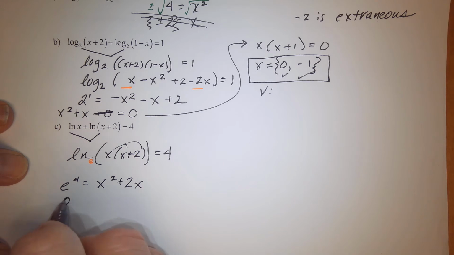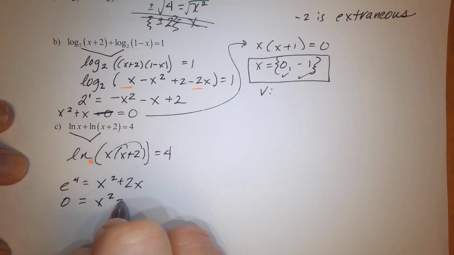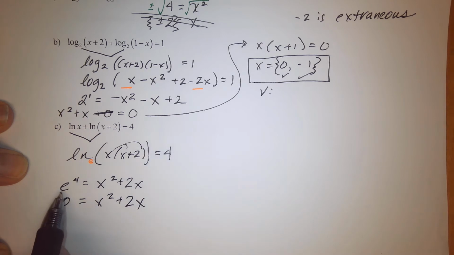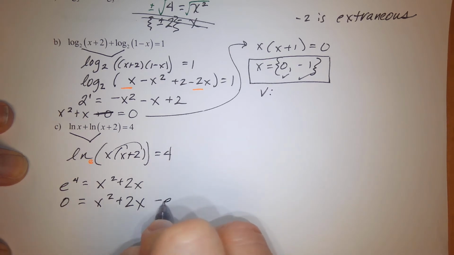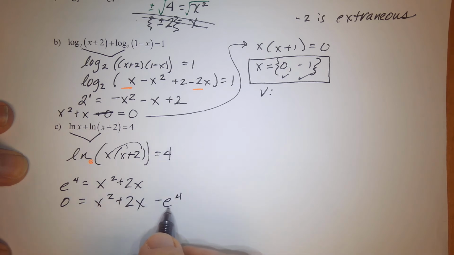This is quadratic. We always want to set quadratics equal to 0. So this becomes x squared plus 2x, and then I'm going to subtract. This is a constant. e is 2.7 and a run-on decimal. It's a number raised to the 4th power, so this is a constant, not a variable. So I can subtract this to the other side, and this is our constant, which is in the 3rd position of this trinomial.